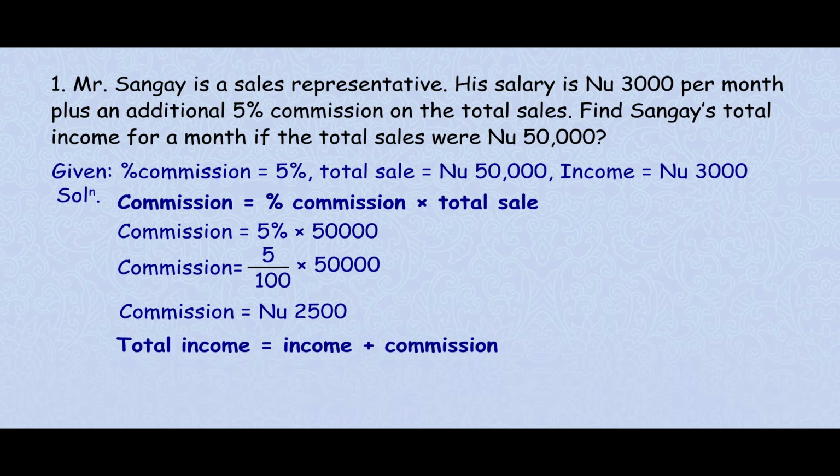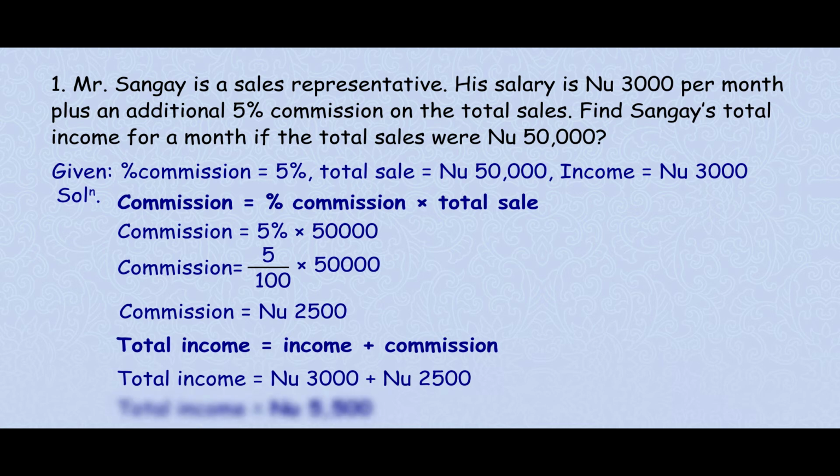Then your total income is equal to income plus the commission. Your income is Nu 3,000 and the commission you are getting is 2,500. Therefore, total income is equal to Nu 3,000 plus Nu 2,500 is equal to Nu 5,500. So that is the final amount, or the total amount, that you are going to earn after getting the commission. That is called the total income.